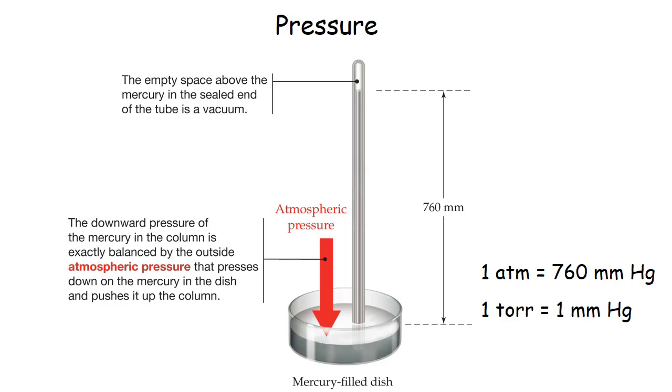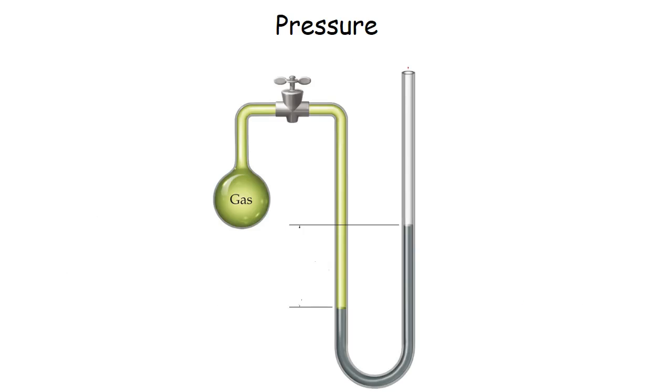Now, we can also use mercury to measure the pressure of an enclosed gas. This is called an open tube manometer. There's a gas that's green in color in this picture, and then there is a U-shaped tube that leaves that gas flask, and there is a liquid, which is mercury, inside the U part of that tube. And the right-hand side of the tube is open to the atmosphere. That's why it's called an open tube manometer.